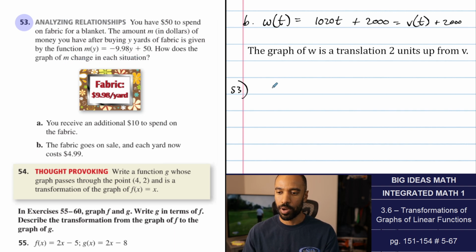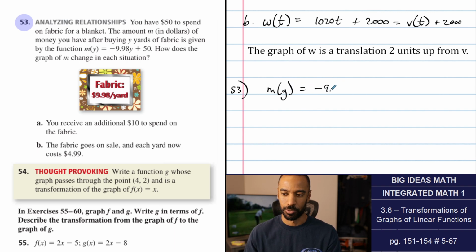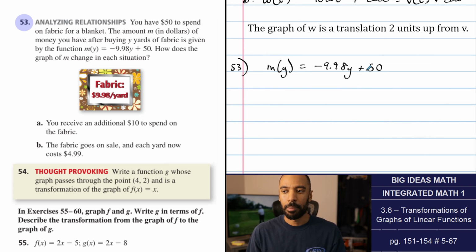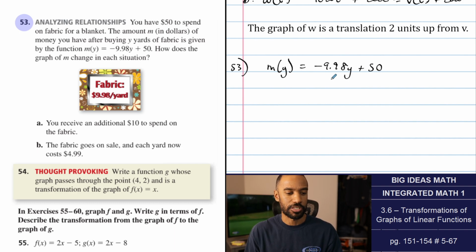So we first start with M of Y. Interesting that Y is now our independent variable, but that's exactly what it is. It's for yards. So that makes sense. What was M? Money? Yeah, M, money. You receive an additional $10 to spend on the fabric. That means we had $50 to start off with, right? Now we kind of have that 60.